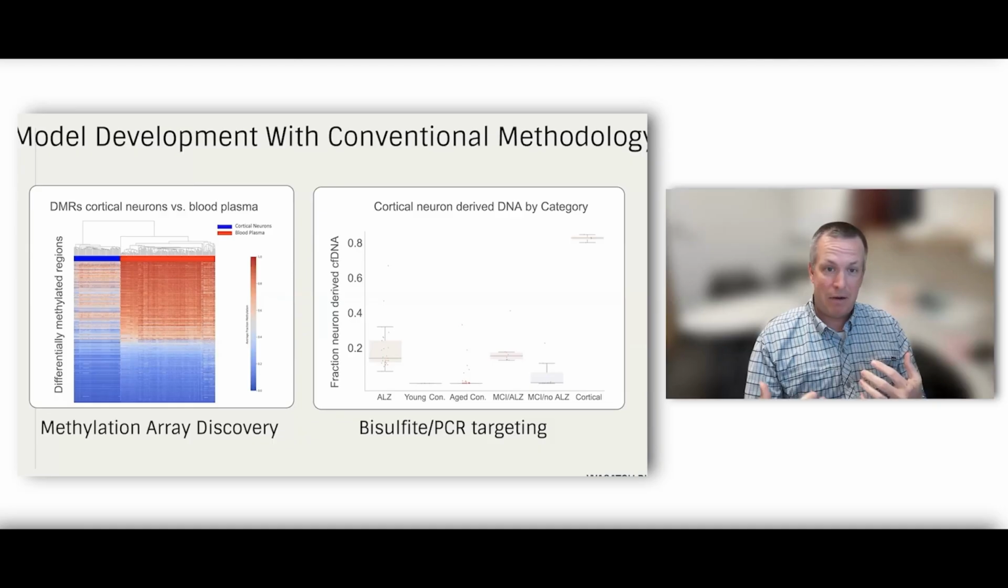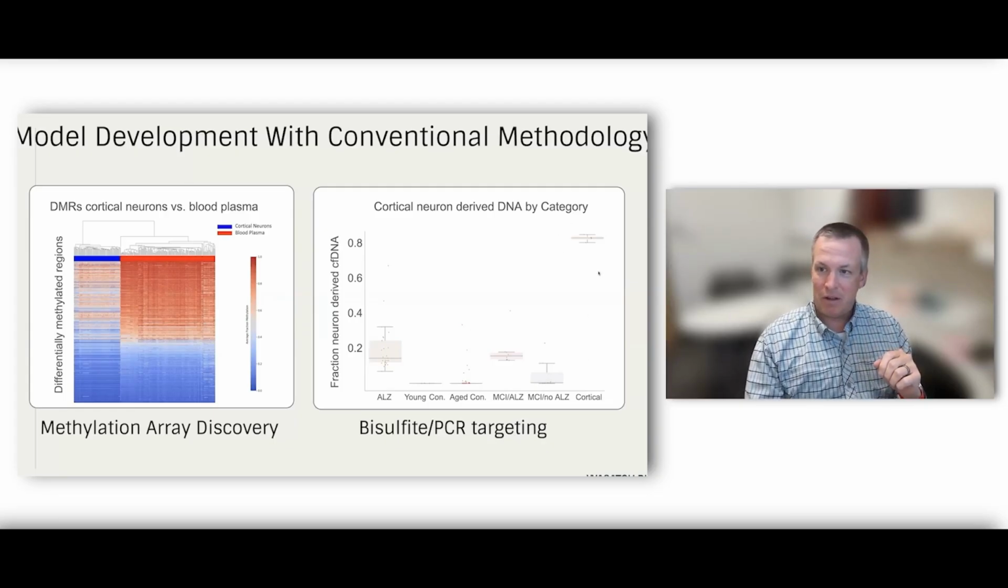Now we whittled that down and we performed bisulfite conversion and PCR amplification of a handful of sites that we could then sequence. In fact, in this graph here to your right, this only used one position in the genome where we knew the methylation signature at that position discriminates between cortical neurons and blood plasma. You can see that on our y-axis here is the fraction of neuron-derived DNA.